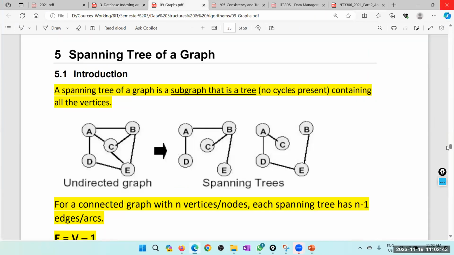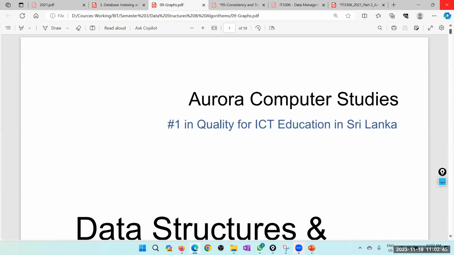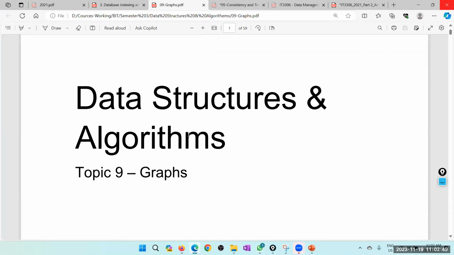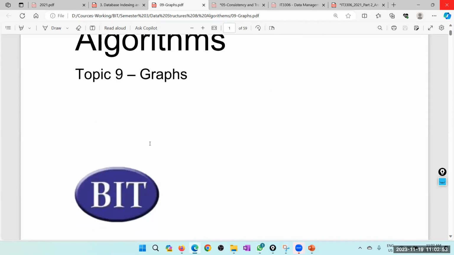Right. So let's move on to graph data structure. Now you should be able to do all the past paper questions. So now we have the graph, then sorting and searching, then syllabus is over. Right. So this is our final data structure, the graph data structure.